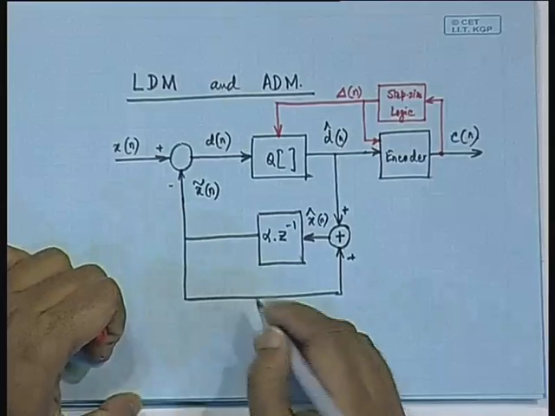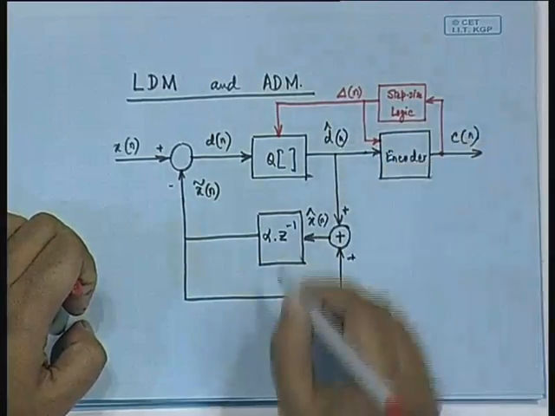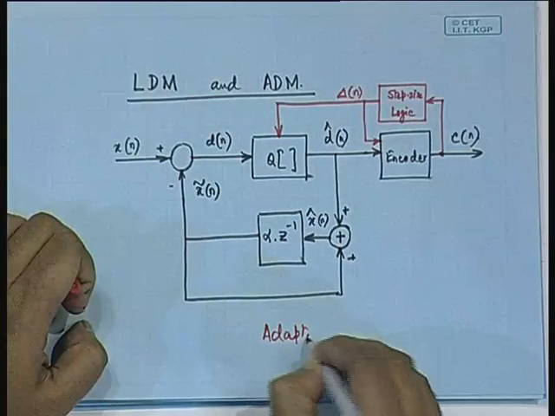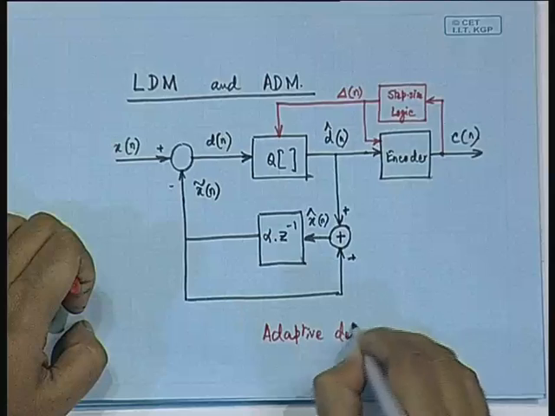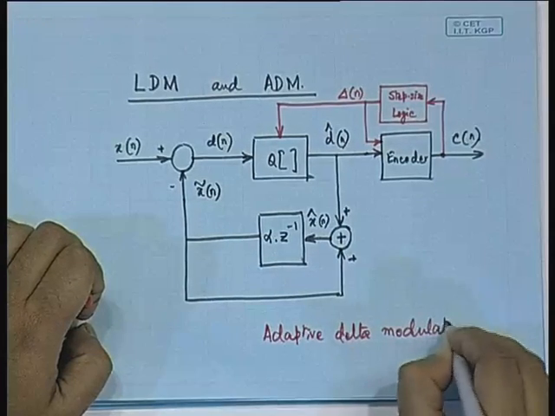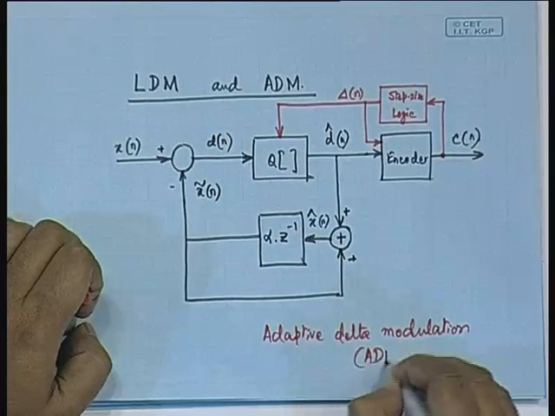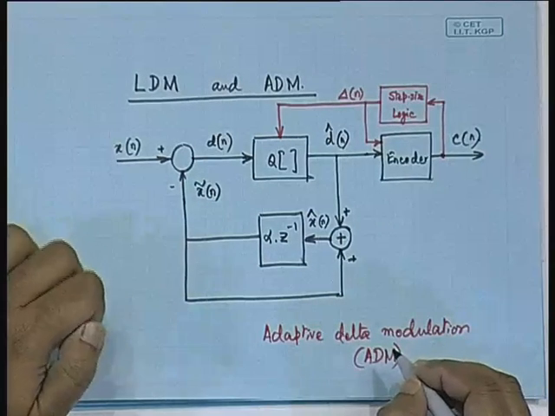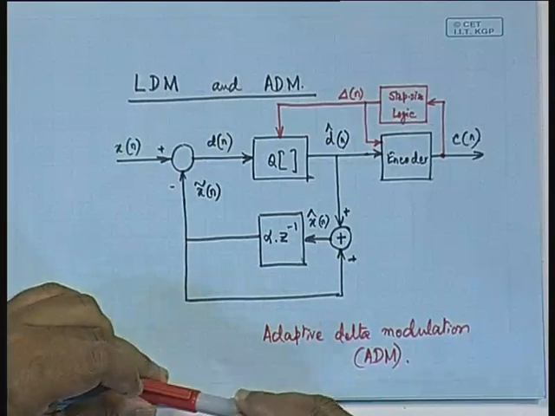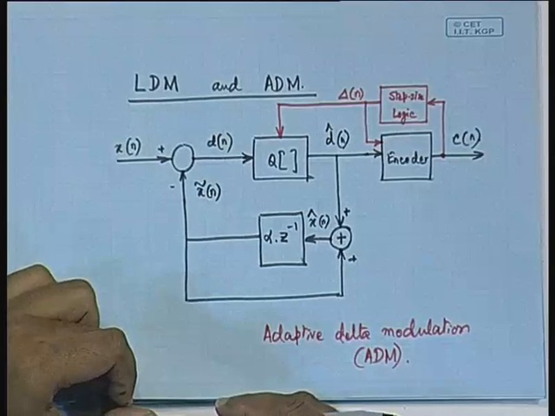So, with this red block addition, this becomes our adaptive delta modulation, or what we are going to describe in short form as ADM. Now, how can it be adapted? That is the $1,000,000 question.